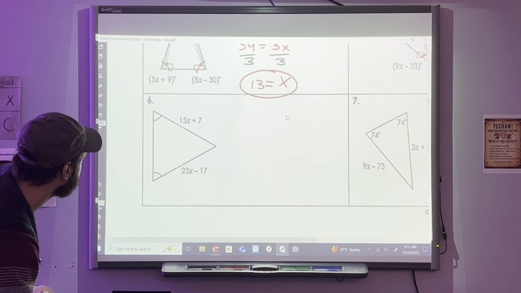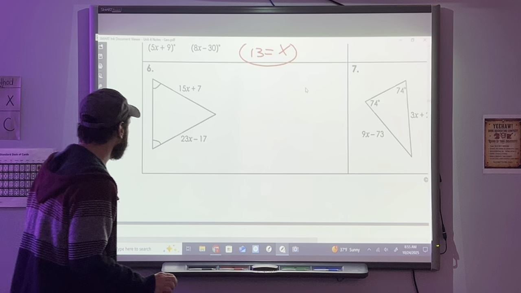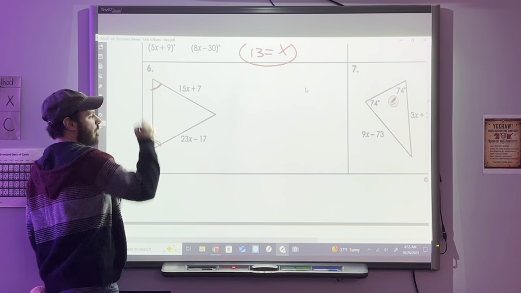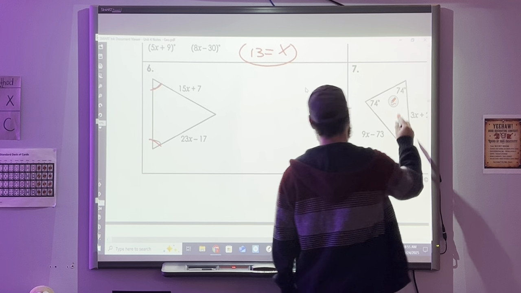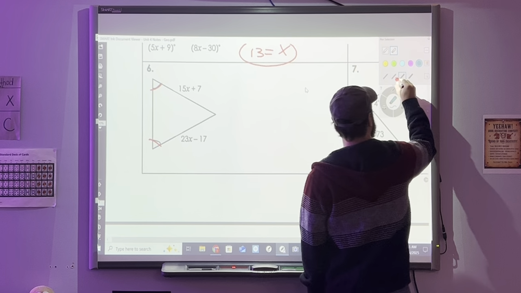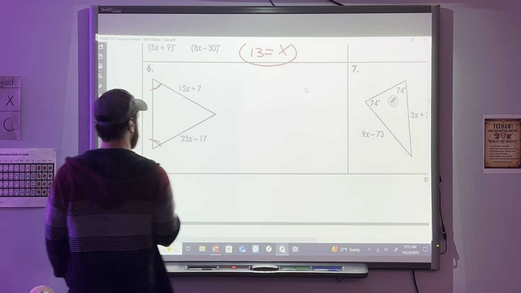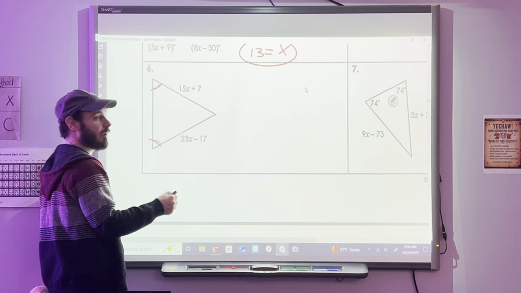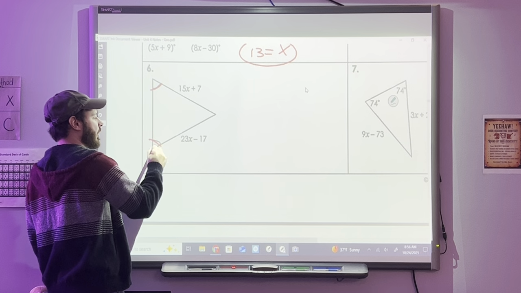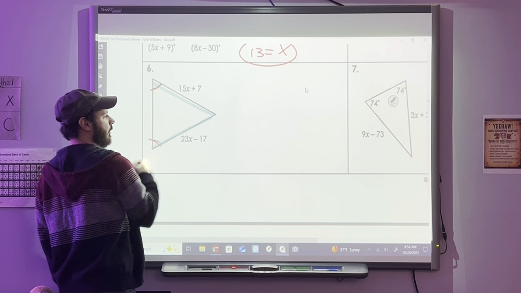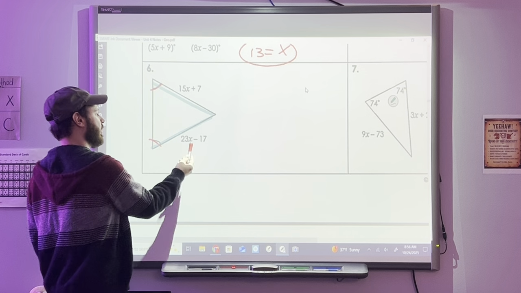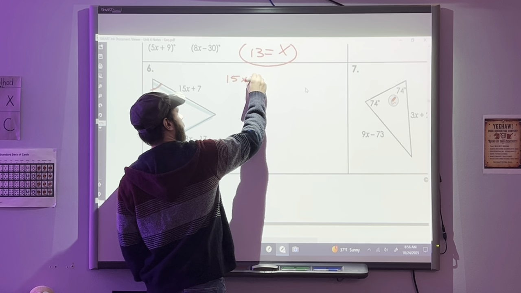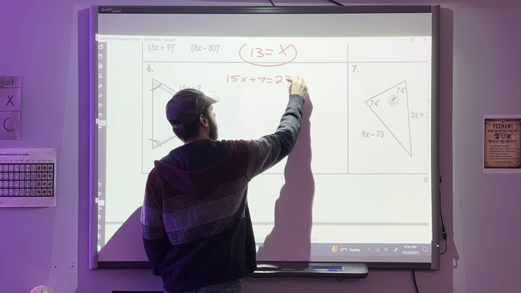Okay, number 6 is a little bit different. Just a little bit. It already has told you that this corner is going to match that one. So notice in all my drawings, when I drew the sides that are congruent to each other, I never connected my red dots here. I never went there. I always went away from them. So these two are the pieces that are congruent to each other. 15x plus 7 equals 23x minus 17.